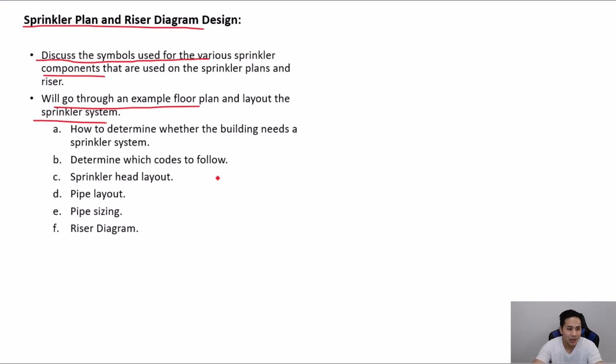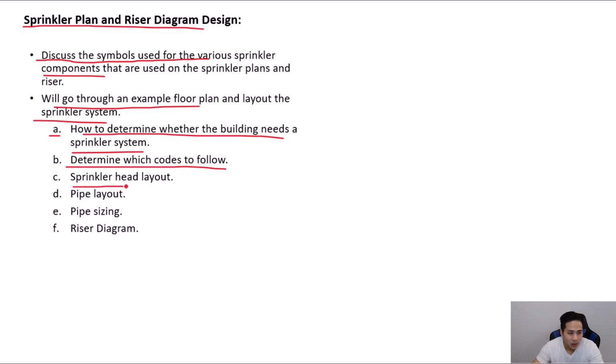And I'm going to take you through an entire example of how to lay out the heads and then the piping, and then move on to the sizing as well as all the other things such as the riser diagram. So we're going to start with how to determine whether the building needs a sprinkler system, because that's the first step of designing a sprinkler system, which is to know whether or not a building needs one by code. Then we'll determine which codes to follow for that particular building.